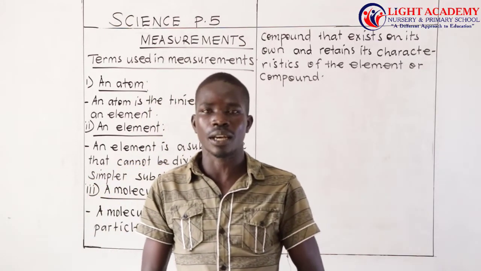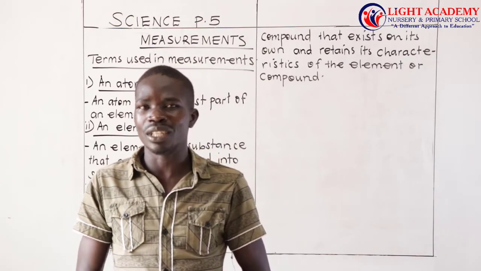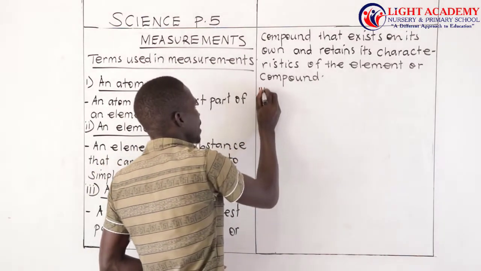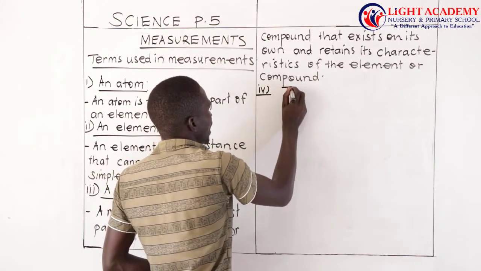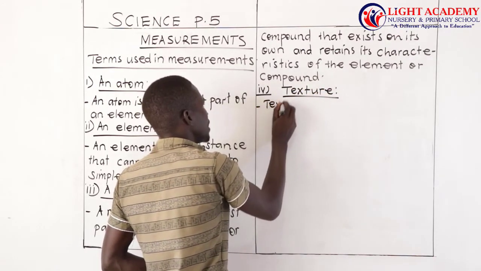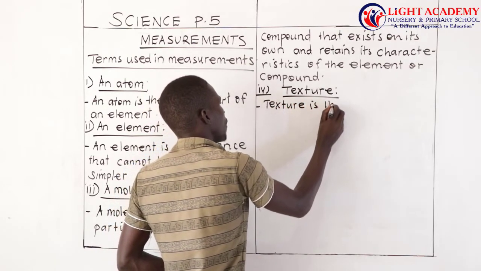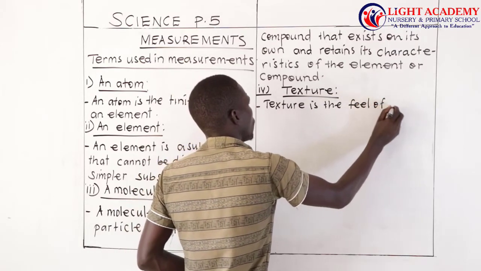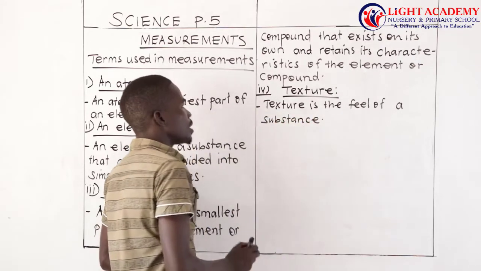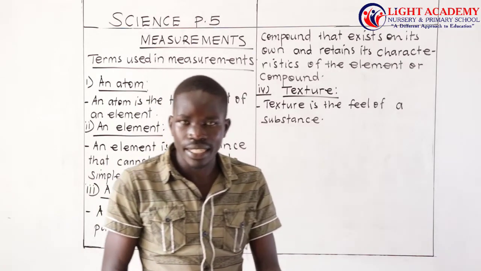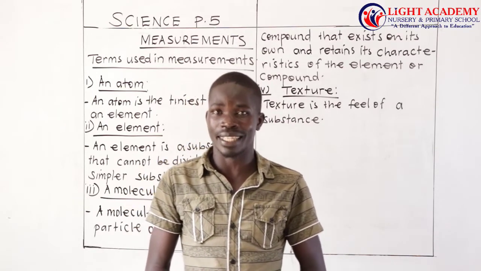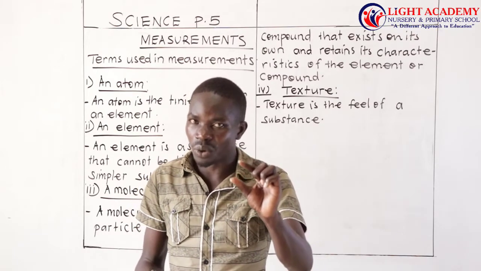Texture is the feel of the substance, or we can easily say it is the roughness or smoothness of particles. Texture is also another term. Under texture we say texture is the feel of a substance. That is what we call texture. Or we can say texture is the roughness or smoothness of a particle or a substance. So that is what we call texture, how you feel something.